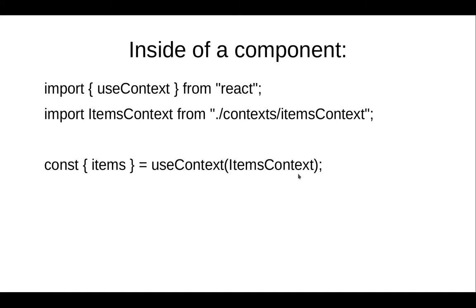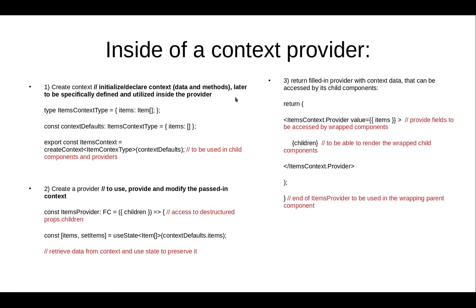Now to the implementation of the context provider. As you can see, we have 3 steps in order to create a successful context provider. Initially, we are creating the context, and for this we are creating a type for this context. So here we are storing items which are of type item. We also need to provide context defaults of the same type, and we provide an empty array for them. Then we'll use the function createContext, where we provide those context defaults. That's basically our items context, which later we can use in our child components and inside of the provider.